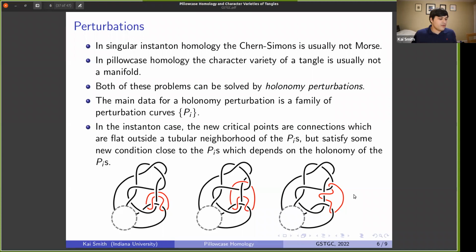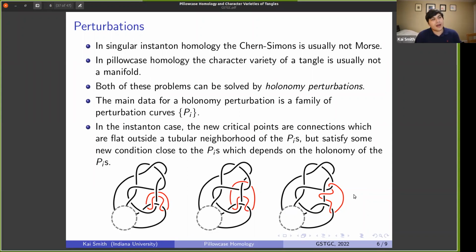adding the perturbation curve, we're going to make it so that instead of looking for flat connections, we're looking for what are going to be called perturbed flat connections, which will be flat away from the perturbation curve. Near the perturbation curve, they're going to satisfy some new condition that depends on the holonomy of that curve. So they're almost flat except near this perturbation curve. Doing that will make it so that the Chern-Simons function is Morse, and you can actually take the Floer homology.